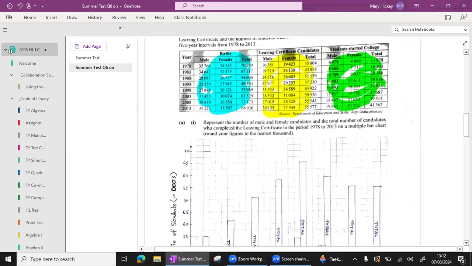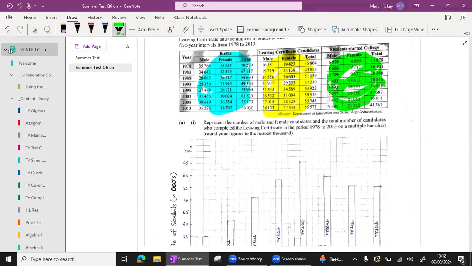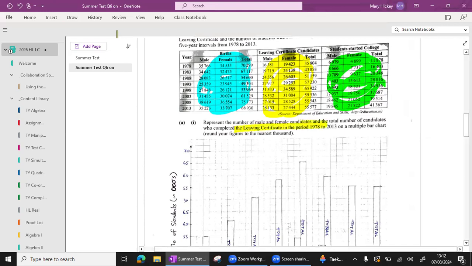Now, we had to represent the number of male and female candidates and the total number of candidates who completed the Leaving Cert. So we are only talking about the yellow section. No other section is relevant. We haven't been told to graph the births. We haven't been told to graph anything about college. It is purely the candidates for the Leaving Cert, so the yellow section. So how do we do that?